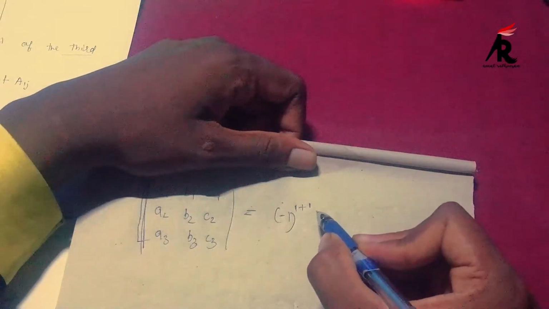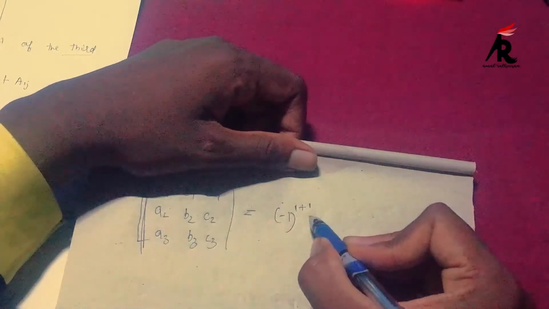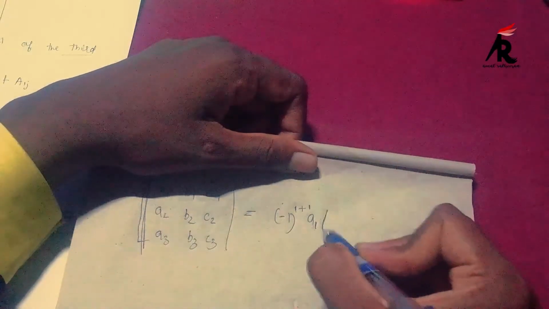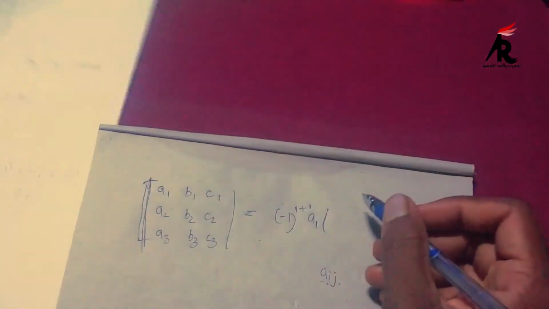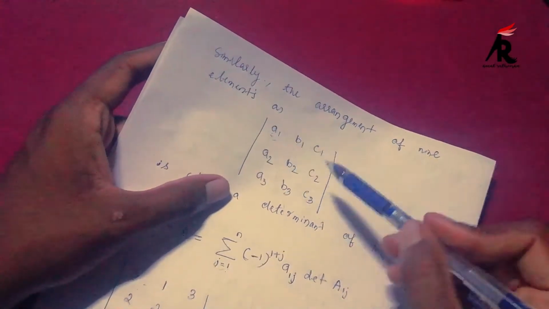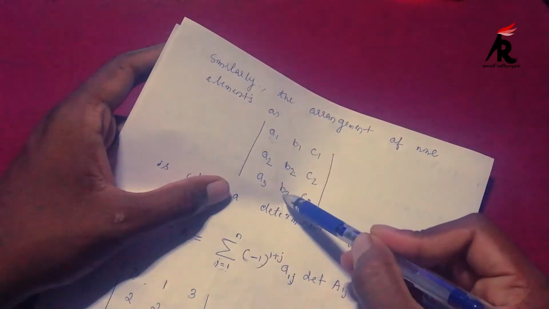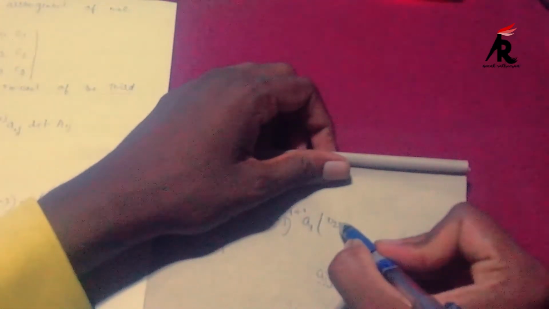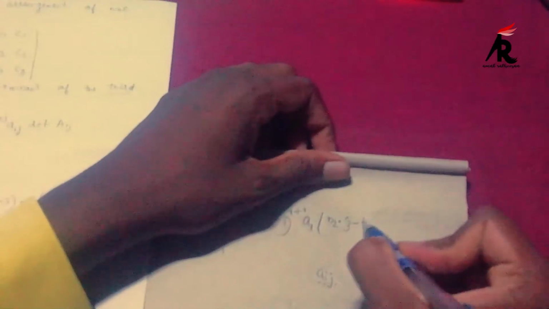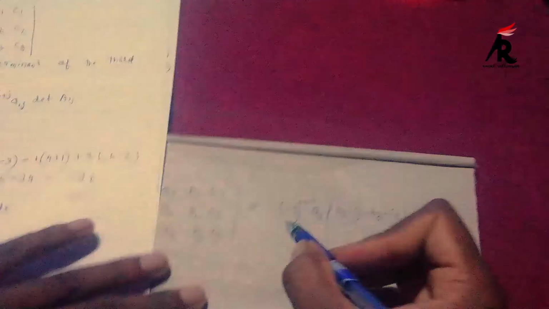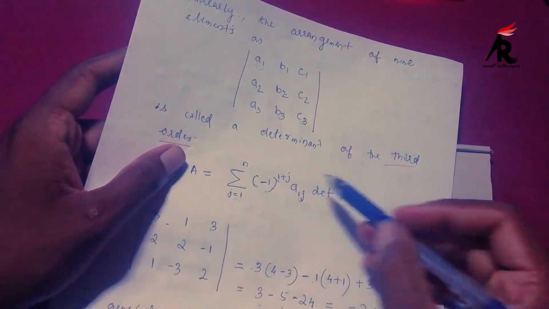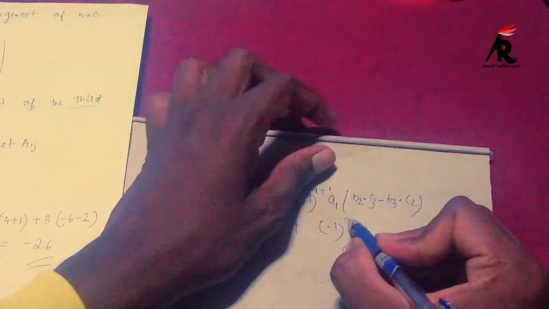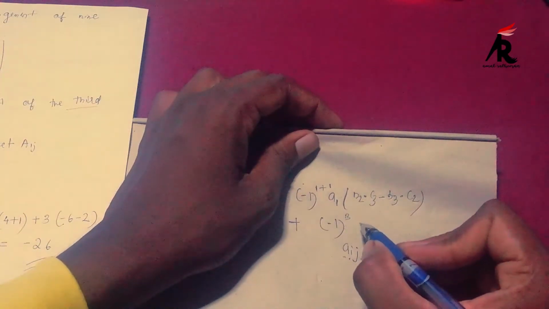a1j. The first value of j is 1, so a11 is a1, into the determinant of the minor, which is b2 into c3 minus b3 into c2. Plus minus 1 raised to 1 plus j. Now j is 2, so 1 plus 2 is 3, minus 1 raised to 3, into the next element.